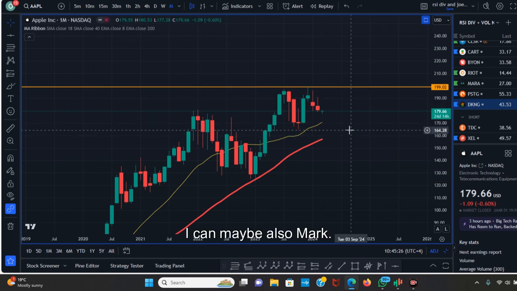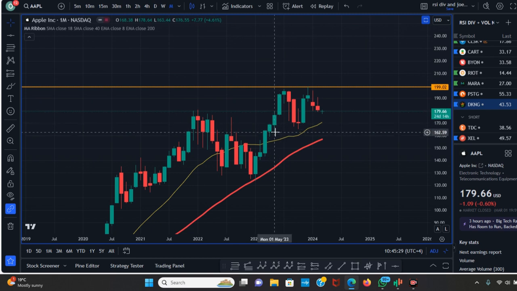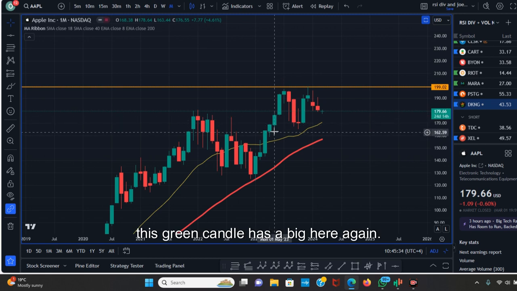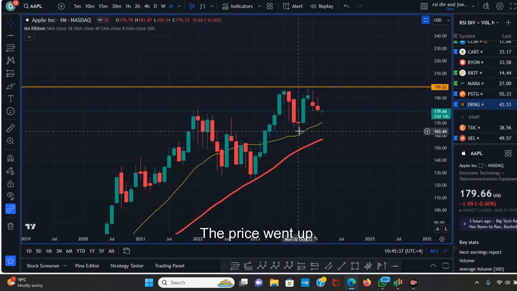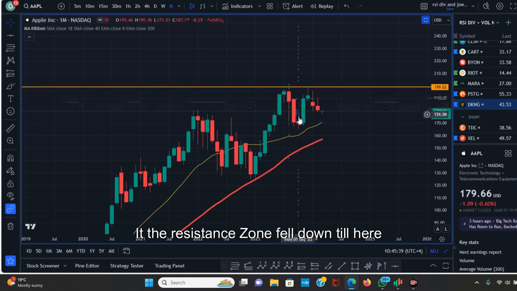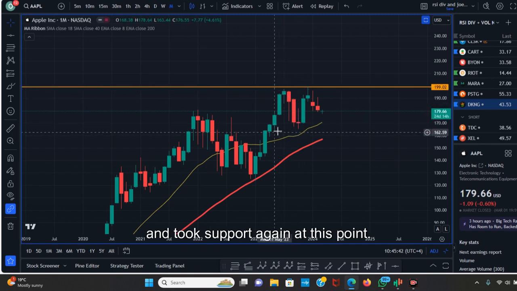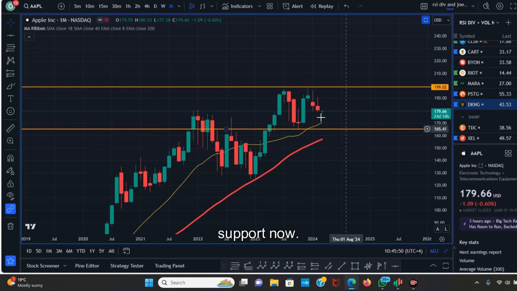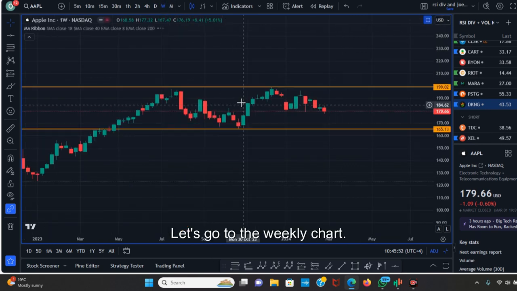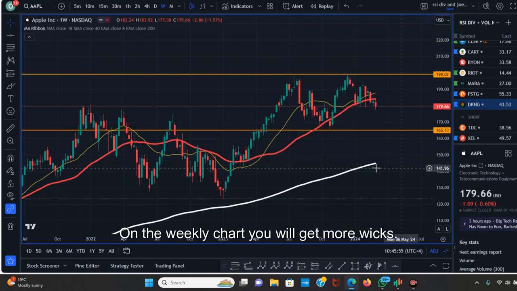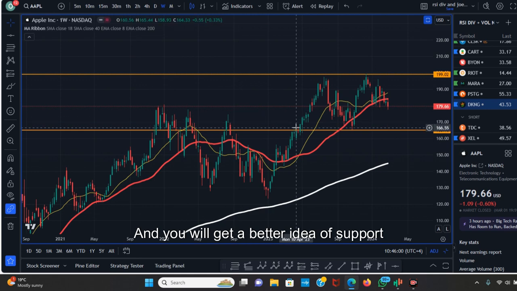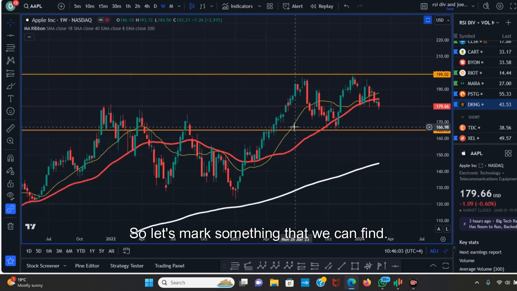Okay. Now I can maybe also mark this as a support, because you notice that this green candle has a wick here. Again, the price went up, hit the resistance zone, fell down till here, and took support again at this point. So this I will mark again with Alt plus H as support. Now let's go to the weekly chart. On the weekly chart, you will get more wicks and you will get a better idea of support and resistance. So let's mark something that we can find.